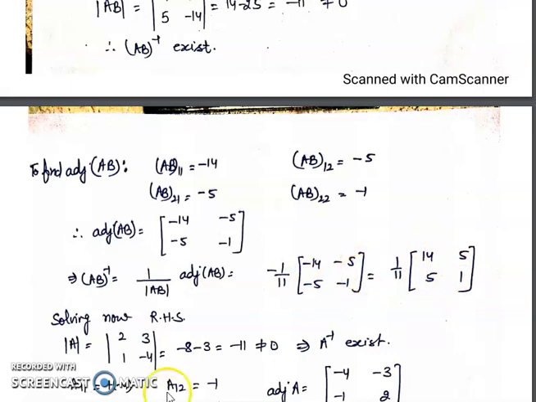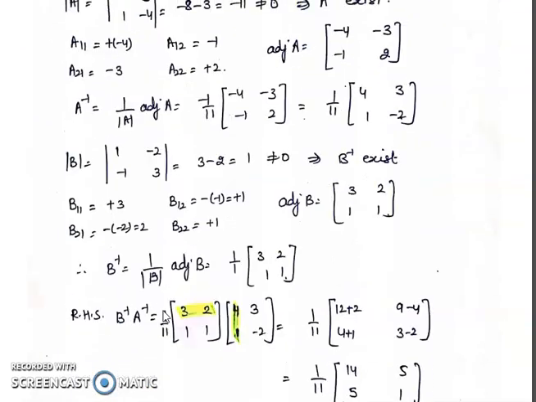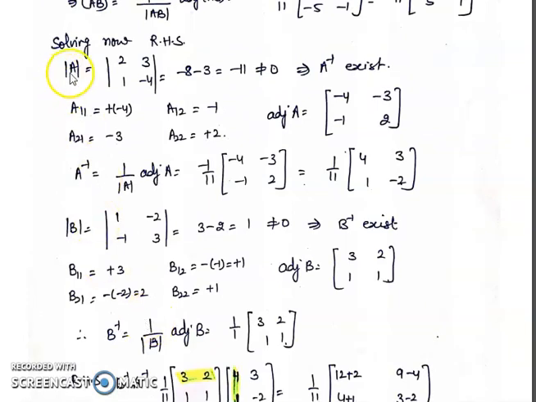Now in the same way we find A inverse and B inverse. Determinant of A is minus 11. Find the adjoint and then its inverse. Determinant of B is equal to 1. So find its cofactors and then the adjoint. Find B inverse. Now multiply these two, B inverse into A inverse. Read it carefully and do the calculation yourself.